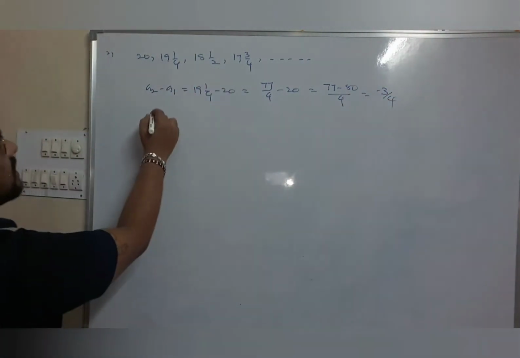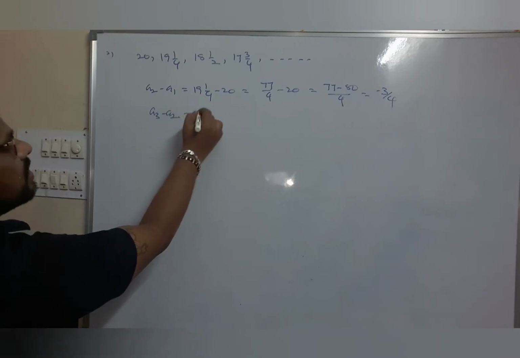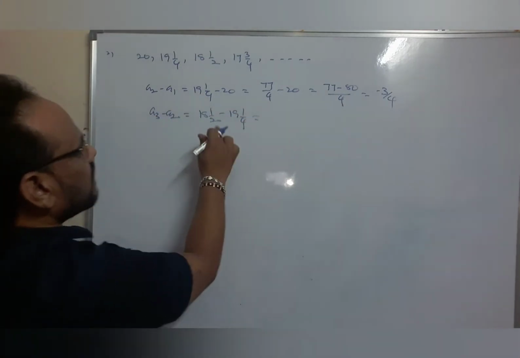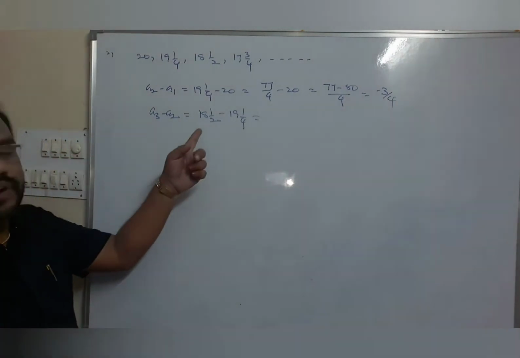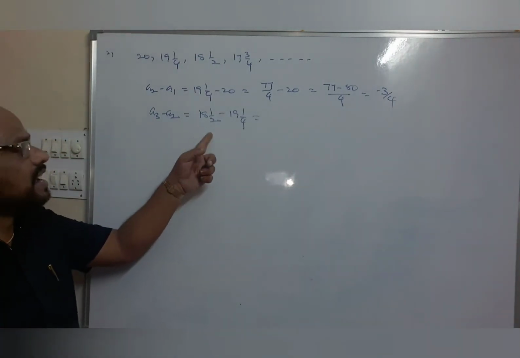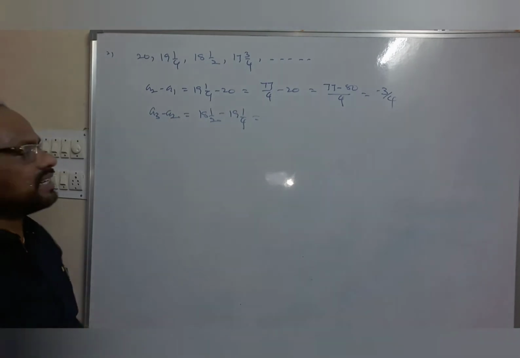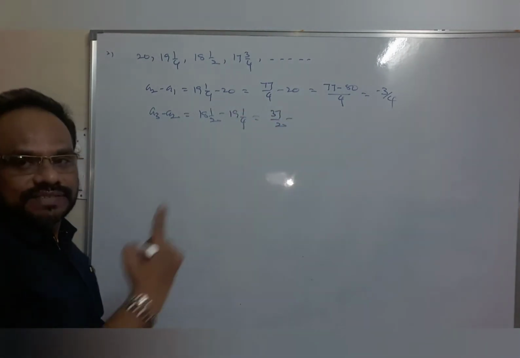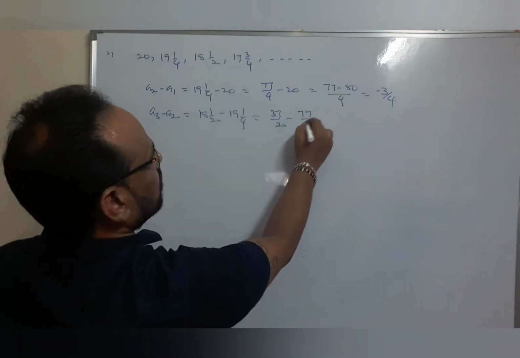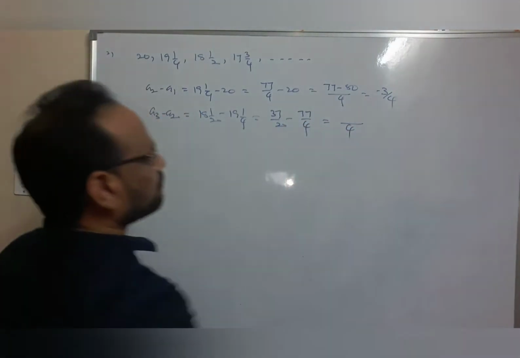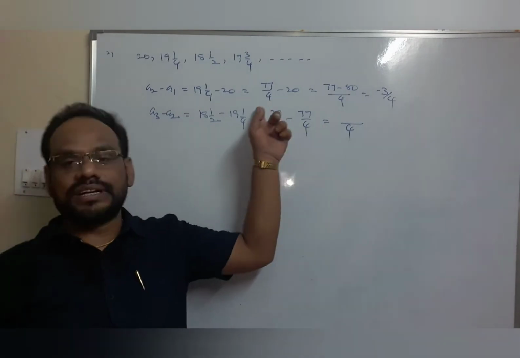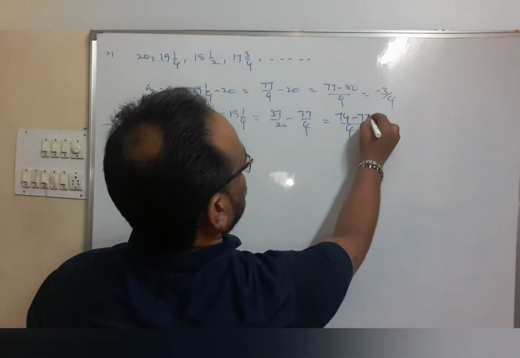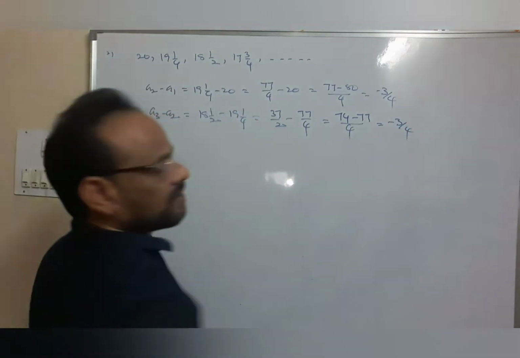Next, A3 minus A2: here 18 and 1/2 minus 19 and 1/4. This is a mixed fraction converted into an improper fraction: 18 twos are 36, 36 plus 1 is 37, so 37/2 minus 19 fours are 76 plus 1, 77/4. LCM is 4, 2 times 37 is 74, so (74 minus 77)/4, that is equal to minus 3/4.